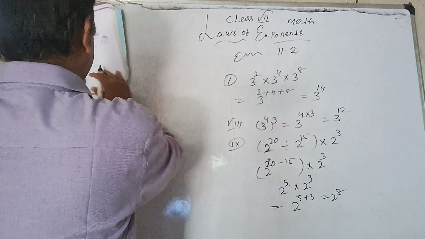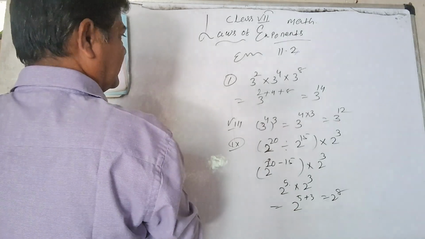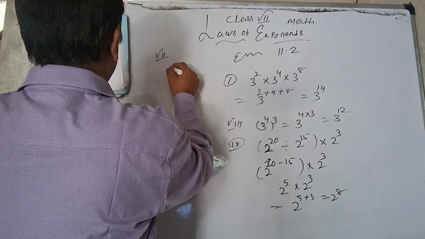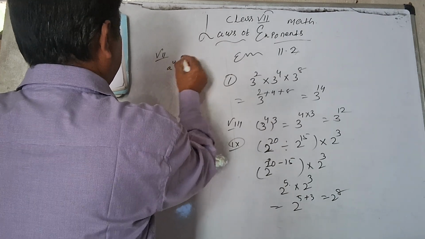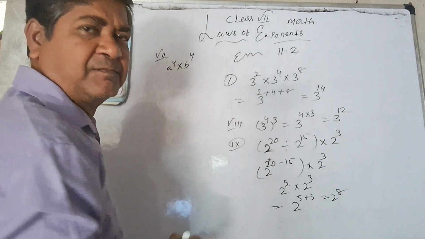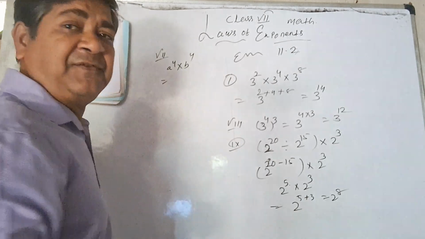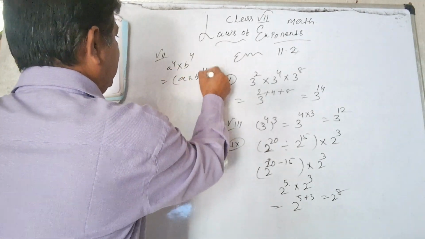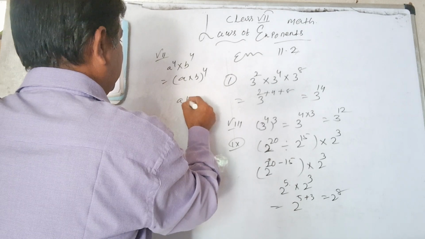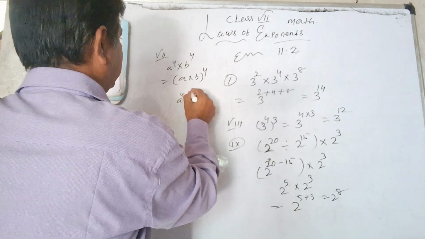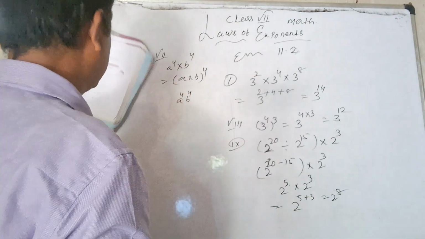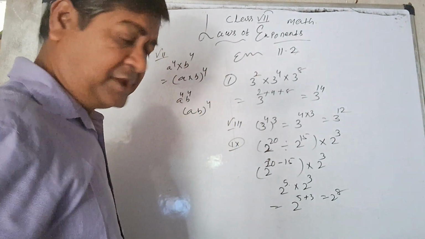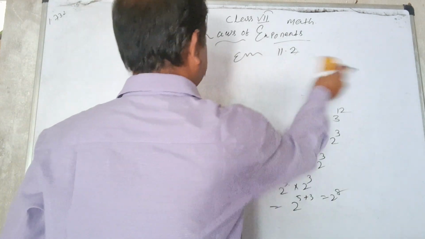Similarly, another question: A to the power 4, B to the power 4. The power remains the same, and the base will multiply: A into B to the power 4. The answer will be AB to the power 4, that means A fourth B fourth, or AB whole fourth. In this way, question number 1 is finished.